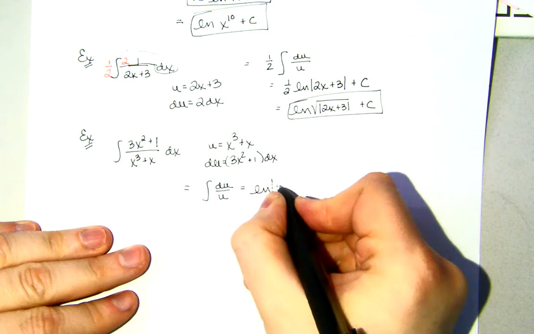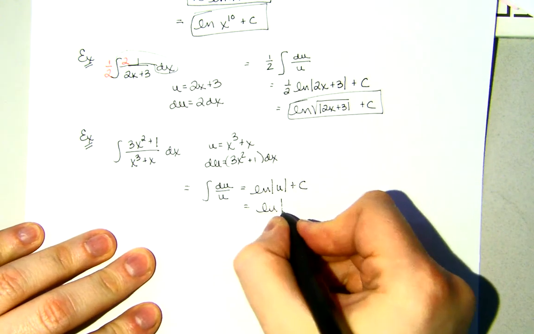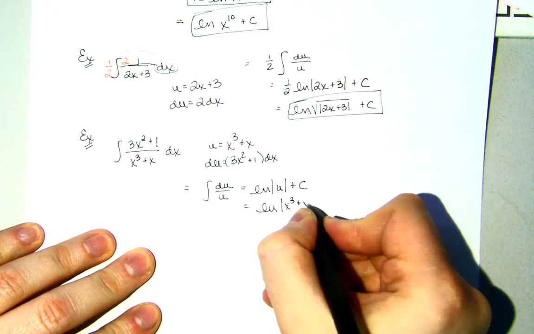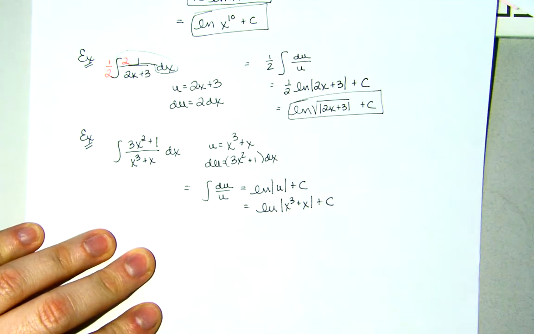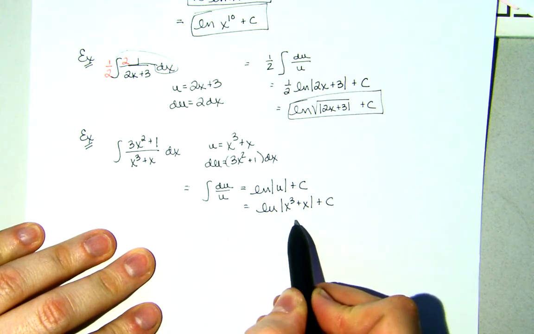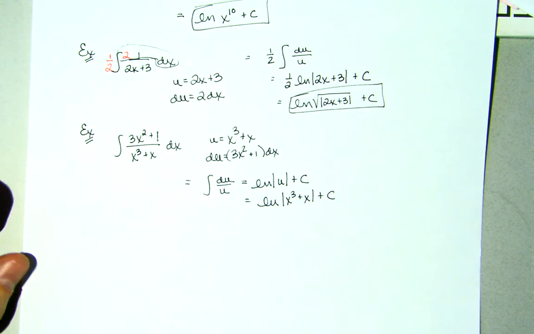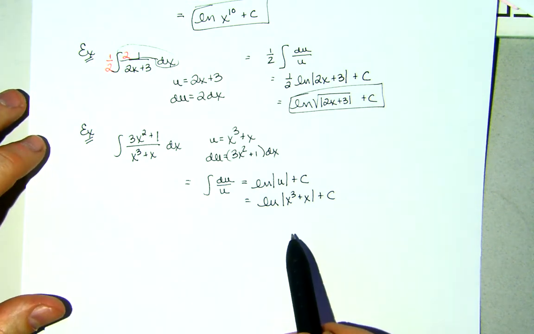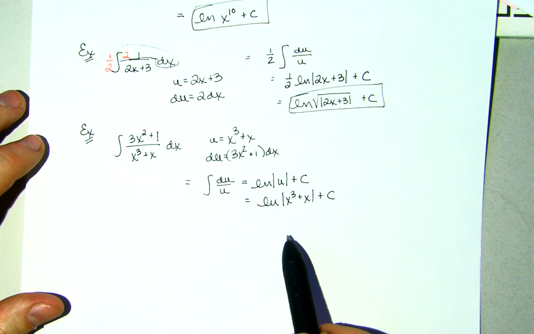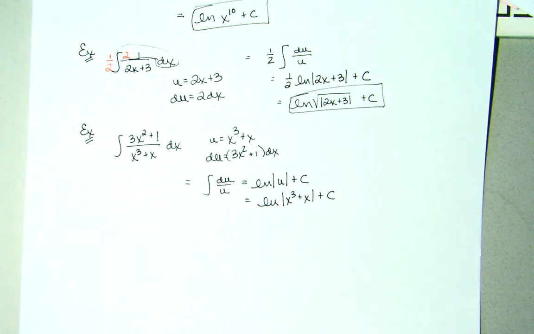Natural log of the absolute value of u plus a constant. Natural log of the absolute value. Do I need the absolute value bars here? I guess my question is this thing always positive? No, it's not. So we need those bars to make sure that thing is going to be positive. Yeah, we do need them here. If the problem inside was like x squared plus 4, would I need the bars? Because that thing, I guess I should say not negative. But that thing would always be non-negative.